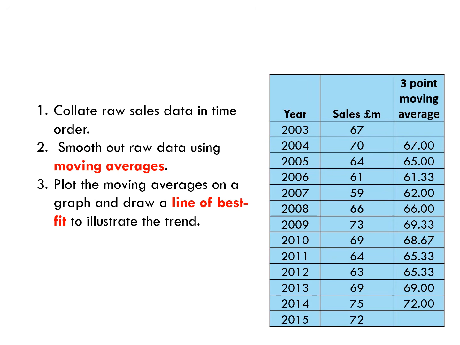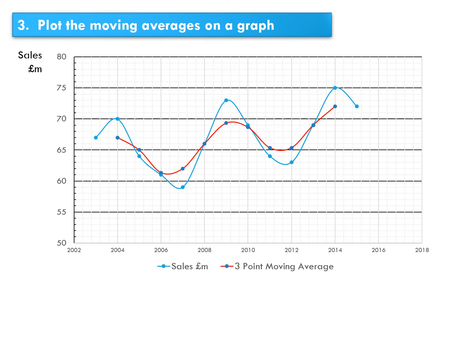So I've done the first 2 steps here. First of all, I've collected my raw sales data, and now I've smoothed it out by calculating these 3-point moving averages. The next step, step 3, is to plot the moving averages on a graph and draw a line of best fit to illustrate the trend. So here is my graph. The blue figures here indicate the actual sales figures that have occurred over time, and then the red line, these are the points I've got for my 3-point moving average. So you can see it's already starting to smooth out some of the ups and downs that I experienced with my raw data.